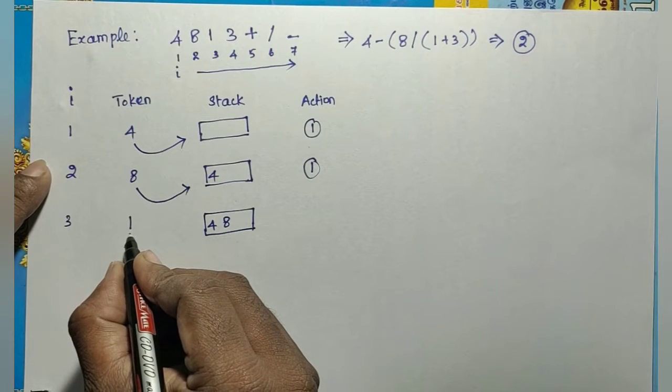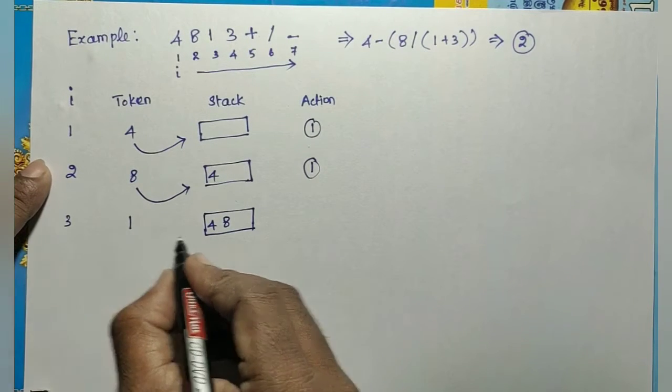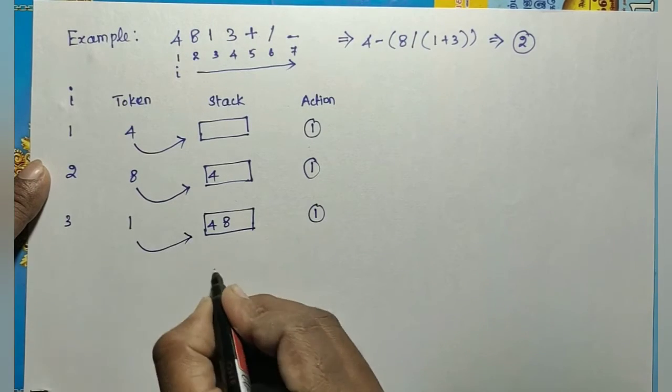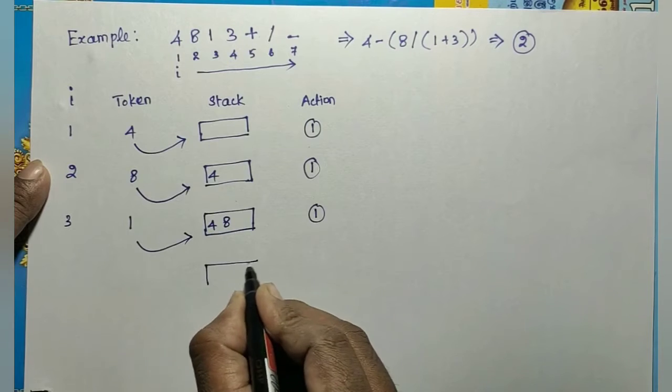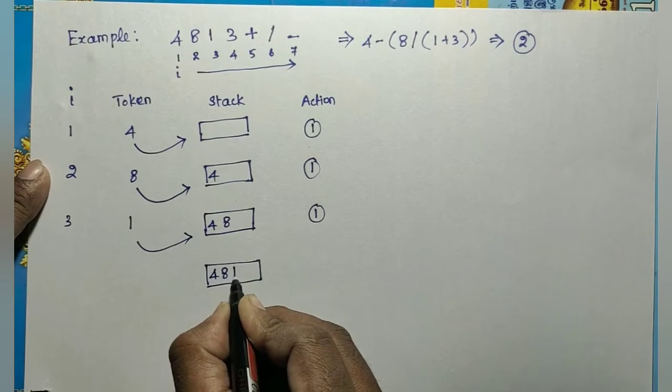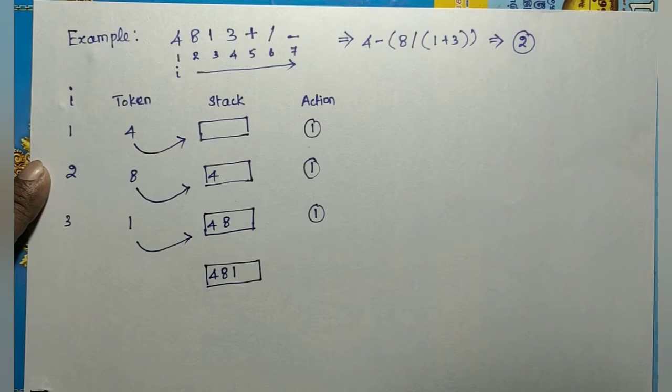The 1 is also the operand. So it should also be inserted into the stack. So the stack content will now become 4, 8 and then 1. 4, 8, 1. Okay.